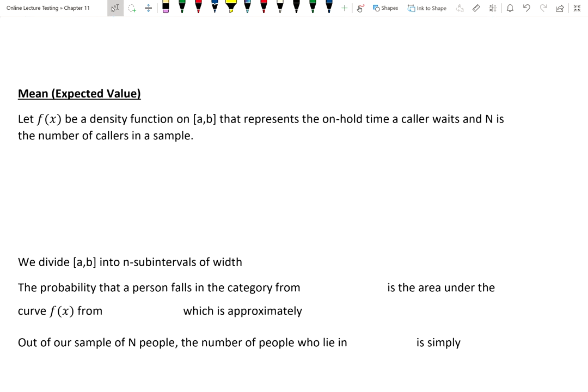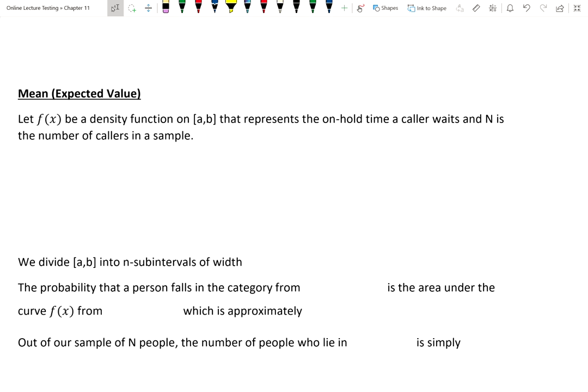So let f of x be a density function. Here we're going to go over specific examples, so that we're still going to build a generalized version of this, but giving a specific example helps. Otherwise, the notation gets kind of weird. So that's why we're going to look at a specific one. Again, let f of x be a density function on [a, b] that represents the on-hold time a caller waits. So that's what x is going to represent, the hold time. And n is the number of callers in the sample.